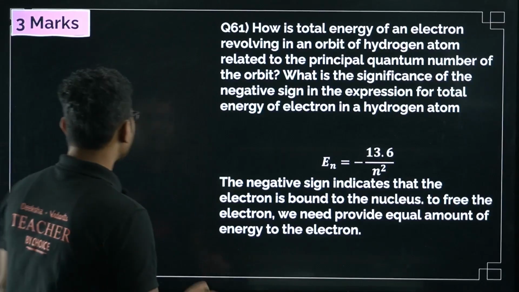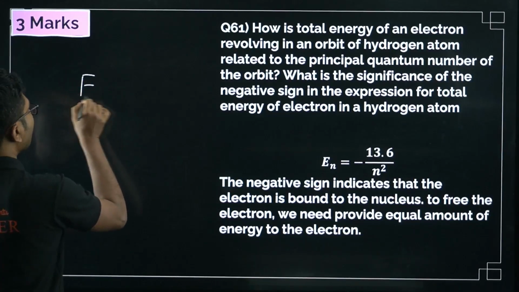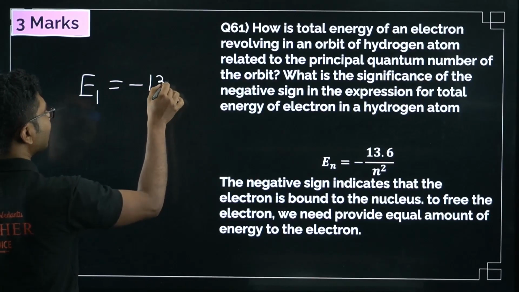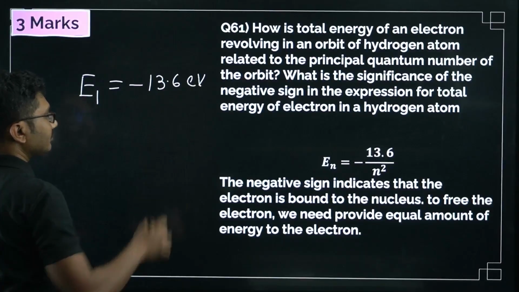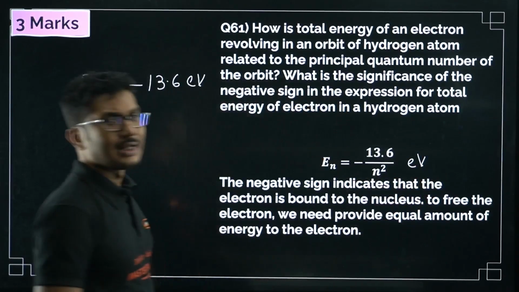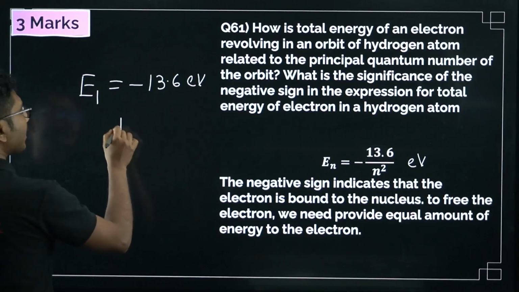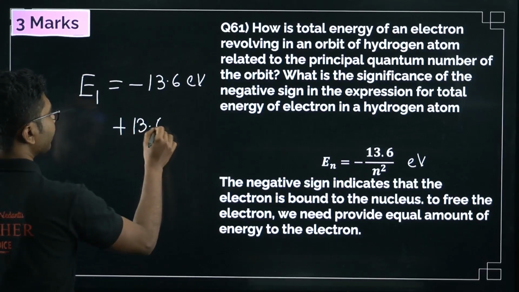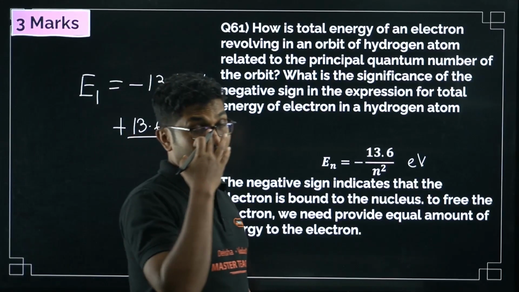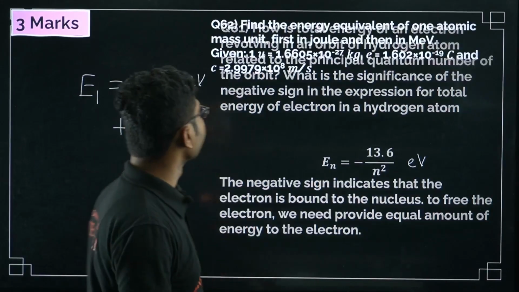So for example, if you want to free an electron which is located at n equals 1, what is the energy? Energy is minus 13.6 eV. The unit is eV. Now if you want to free this electron, how much energy do you have to supply? You have to supply 13.6 eV. If you supply this much energy, the electron will come out of the nucleus and it will be free.